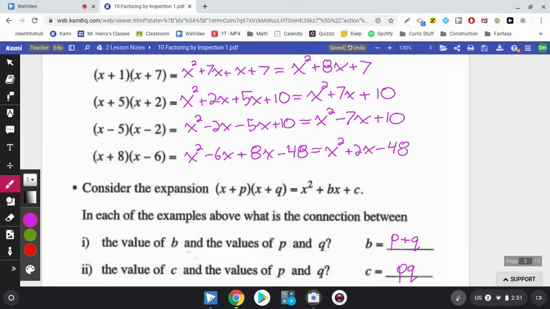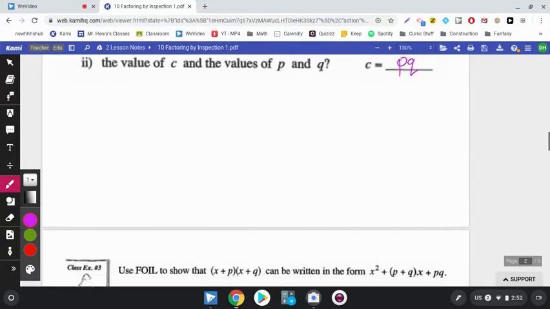And this is huge. If we can recognize these patterns and ideas, this is huge because it's going to allow me to go back the other way. It's going to allow me to factor the other way. Okay, let's explore this just a little bit further.